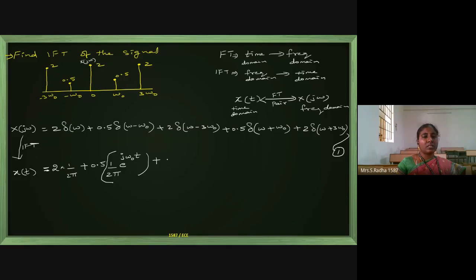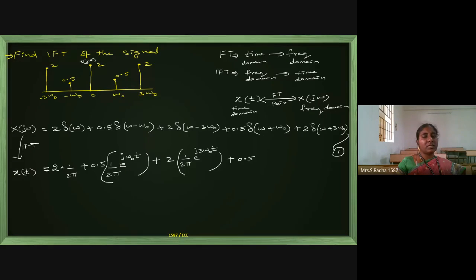Next is a constant, it is 2. Again, you have 3 unit shifting. So 1 by 2 pi will remain the same. How much amount of shifting? 3 omega naught. So you have to put that in the power of e, that 3 omega naught shift. Plus 0.5 is a constant. The 0.5 I am taking as it is.